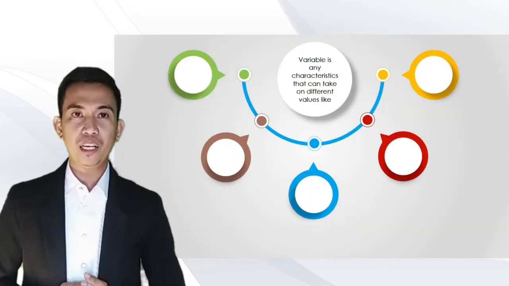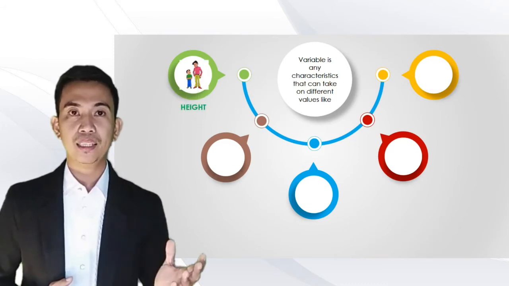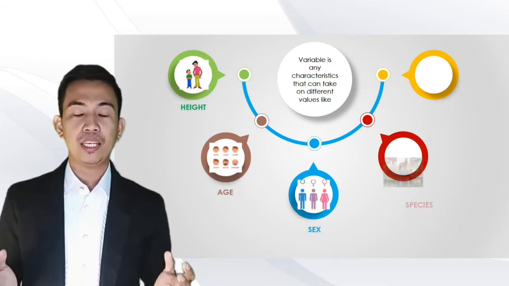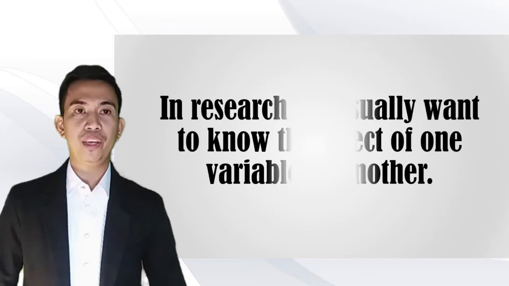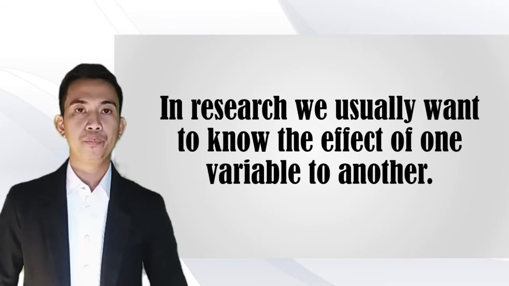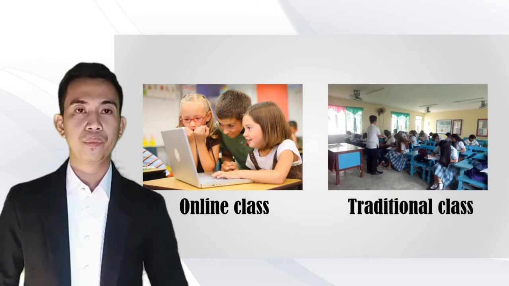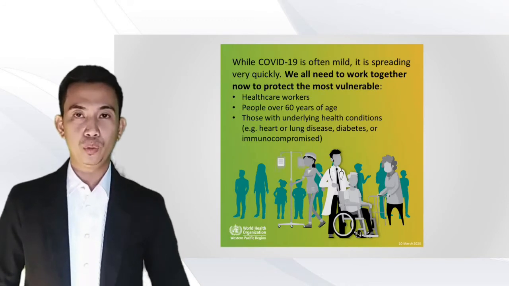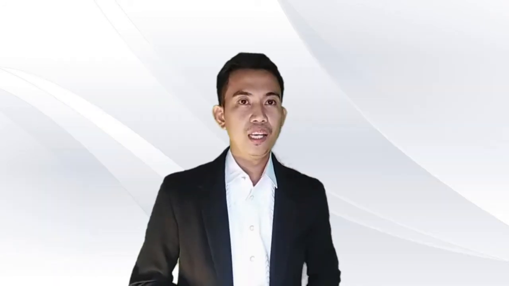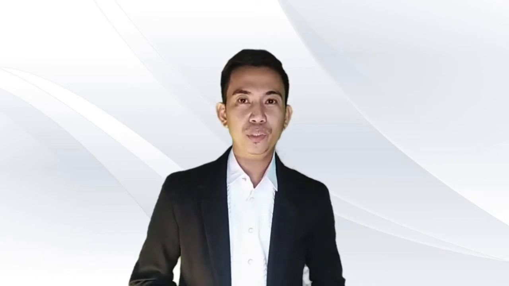Let us recall that a variable is any characteristics that can take on different values like height, age, sex, species, or score. In research, we usually want to know the effects of one variable to another. For instance, you might want to evaluate whether students prefer online classes over traditional one, or you might be interested in knowing the certain group of individuals who are prone to COVID-19. To check your understanding about independent and dependent variable, answer the following questions.